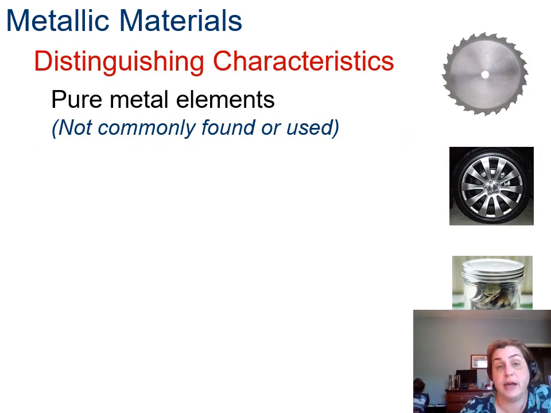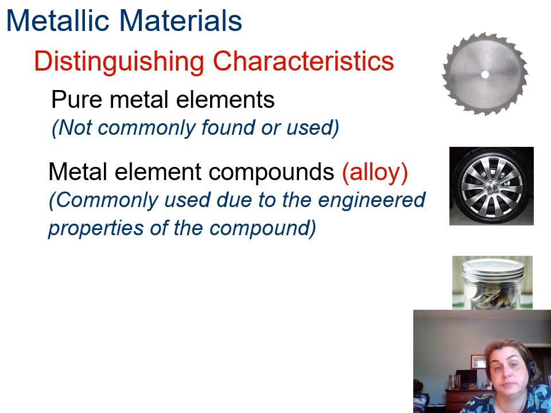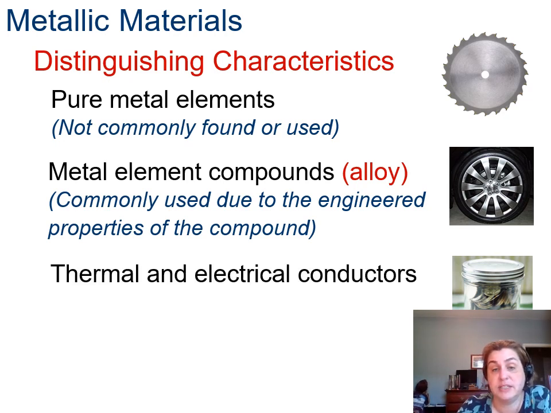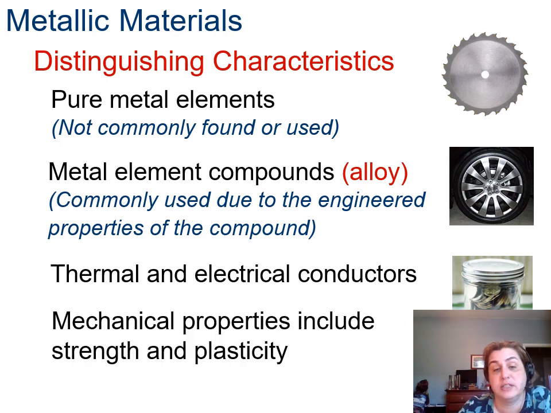First type is metallic. Key thing about metallic is it uses pure metal elements. So the first thing is a pure metal, and this is not done very often. Most of the time what we use are alloys. Alloys are engineered metals where we have mixed some things in there. They tend to be good thermal and electric conductors. They have plasticity, which means they're easy to bend and shape and mold, and they are also very strong.